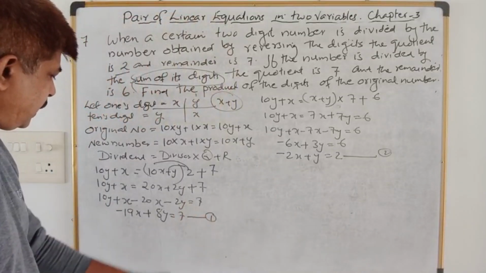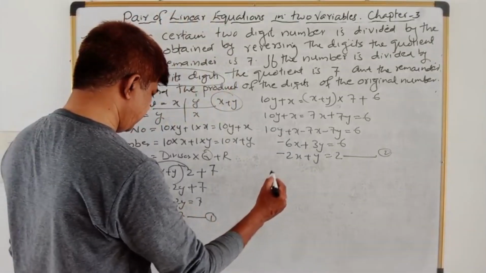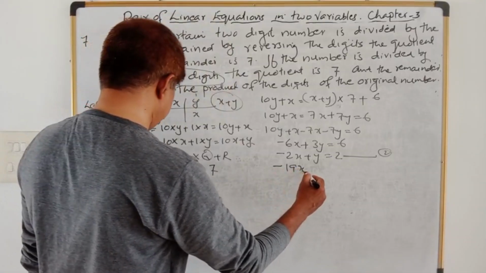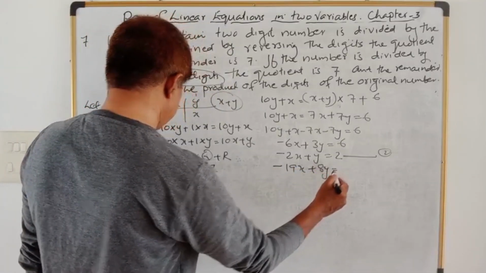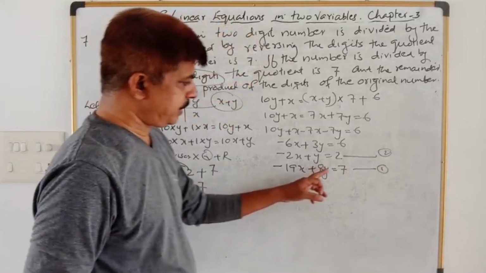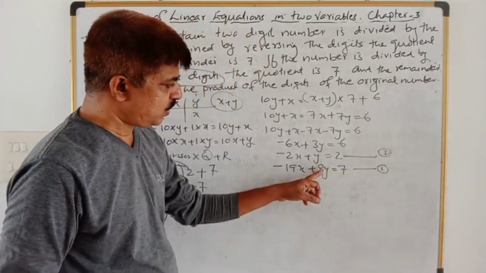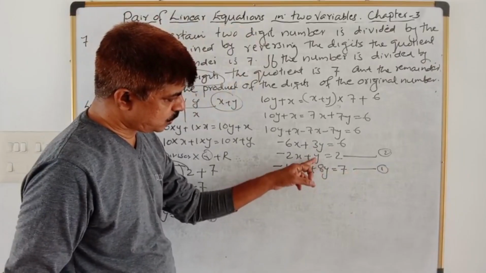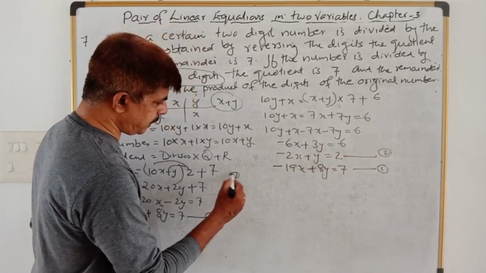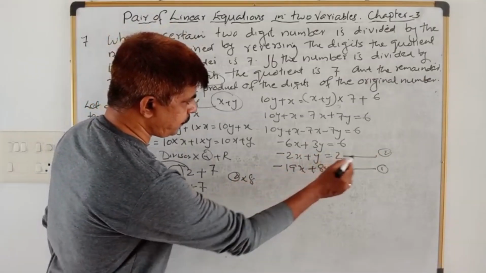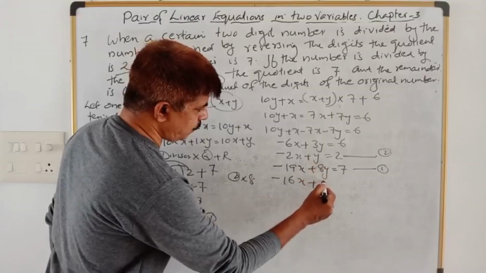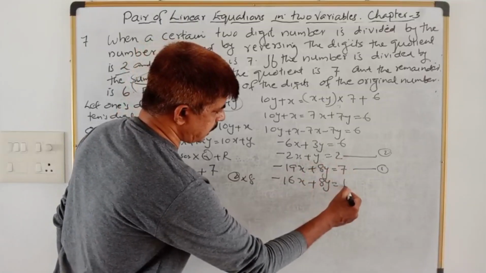Now from equations 1 and 2 we can solve for x and y. Let us write the equations together. Minus 19x plus 8y is equal to 7. This is our first equation. So we apply the elimination method. This is easy to eliminate. Why? If you multiply the second equation by 8. Okay, let us multiply the second equation by 8. So minus 2 into 8, minus 16x, 8 into y, 8y, 8 2s are 16.